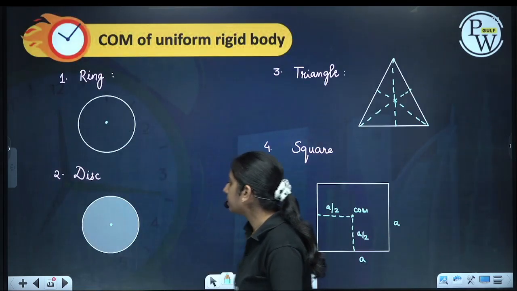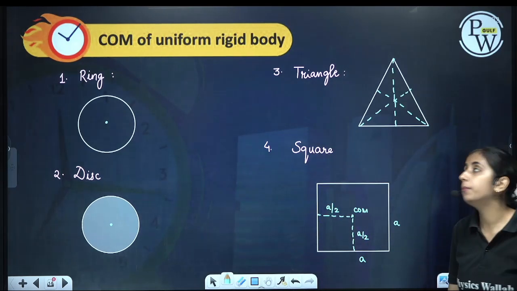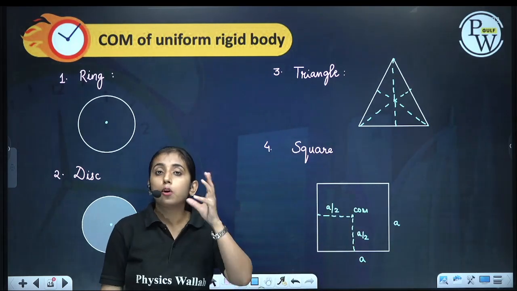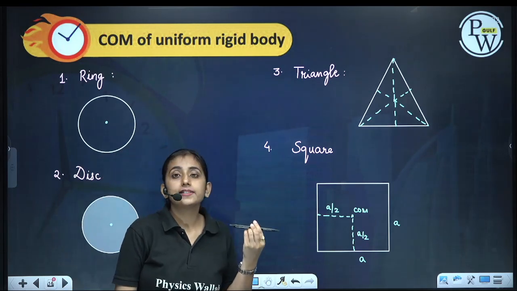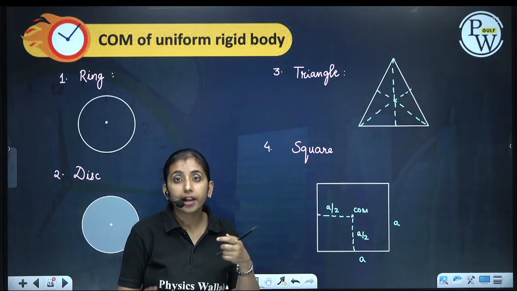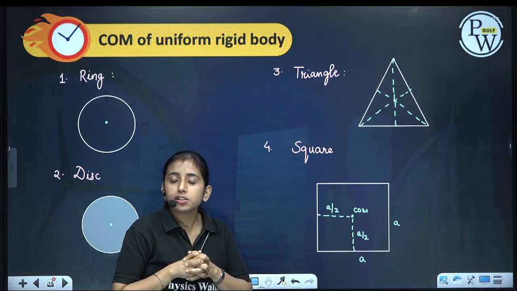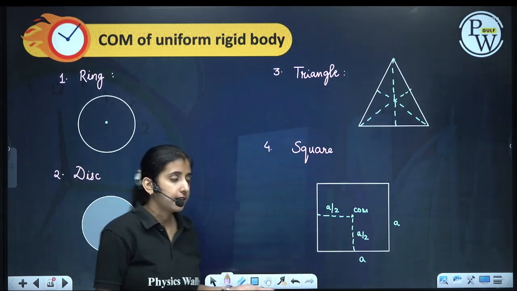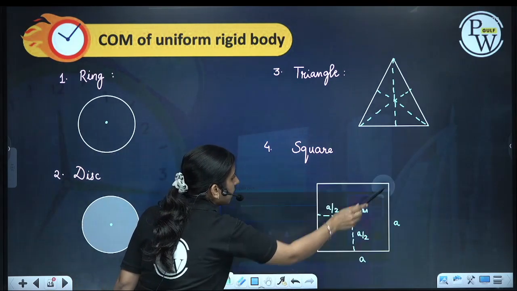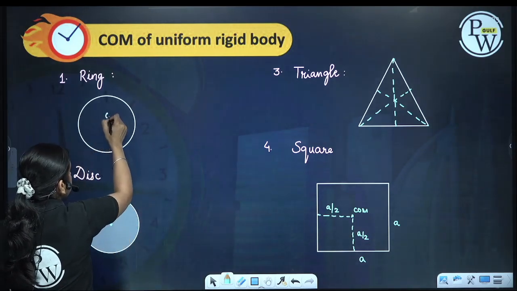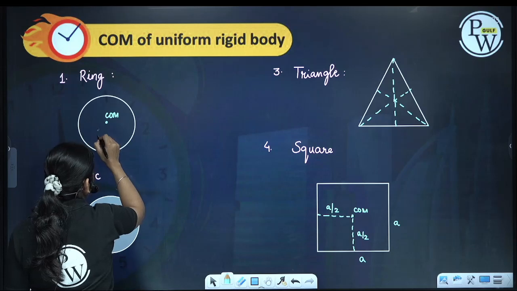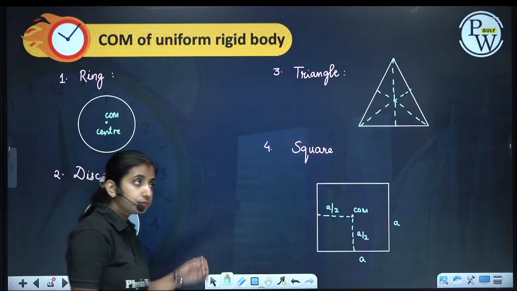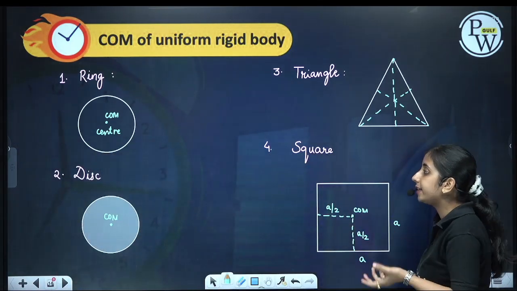Now let us come to the center of mass of some uniform rigid bodies. For a rod it is at L by 2. For regular shaped bodies having uniform mass density, the center of mass will coincide with the geometric center. So for a ring, the center of mass will be at its center only. Same goes for the disc: the center of mass will be at the center of the disc only.